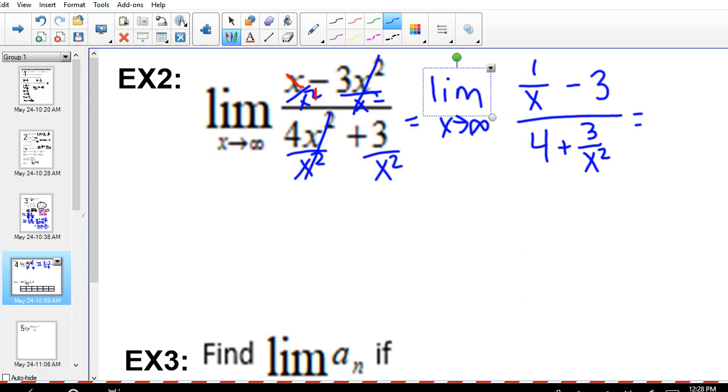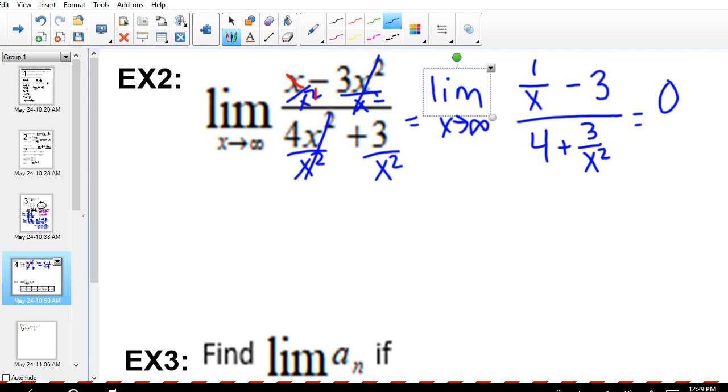right? So 1 over x, anytime you have a variable in the denominator and the top is just a number, you're going to get 0, because at infinity, for really big numbers, it's so close to 0 that it might as well be 0, right? If I cut the pizza into a gazillion pieces, it might as well be 0. So 0 is our limit for 1 over x.